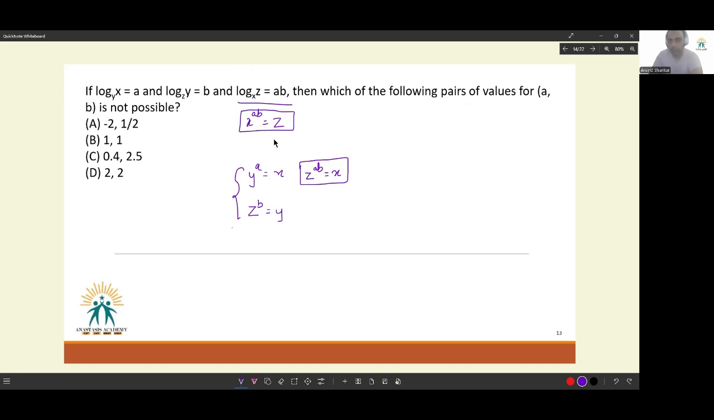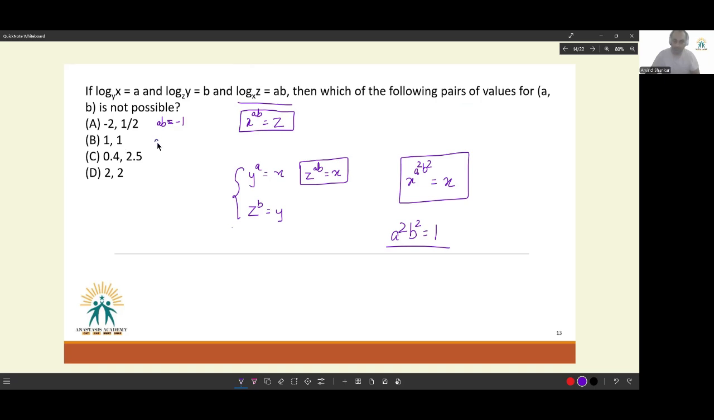How can this be? Let me replace z with x raised to the power ab. So I'll have x raised to the power a square b square is equal to x. How can this relation hold? It can only hold if a square b square is equal to 1. Now, they're asking me which of the following pairs of values for a and b is not possible. If a is 2 and b is half, ab will be equal to 1. Then will a square b square be equal to 1? Yes. So this is possible.